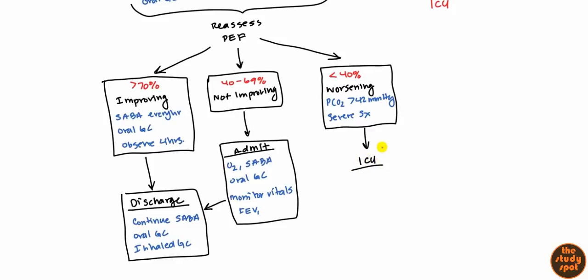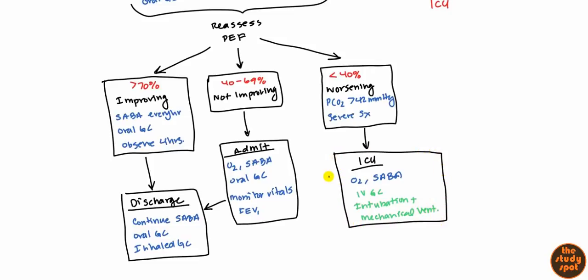In ICU, of course, you're going to give the oxygen and the short-acting beta agonists. Those are the hallmarks of treatment. On top of that, you'll give IV glucocorticoids. You'll be intubating the patient and giving mechanical ventilation so that they can get over this episode. Once they stabilize, you can admit them to the wards, continue monitoring vitals, and once they get better, you can discharge.